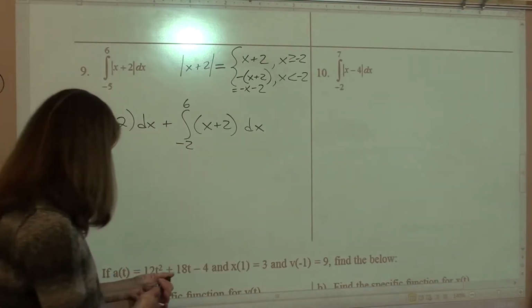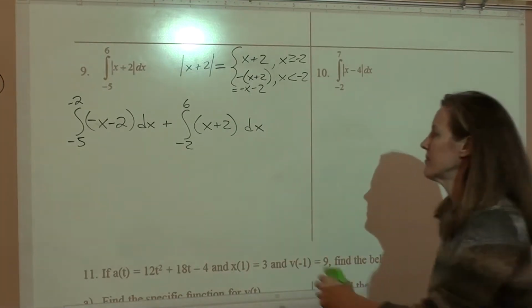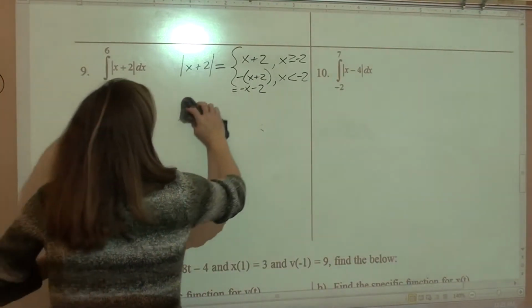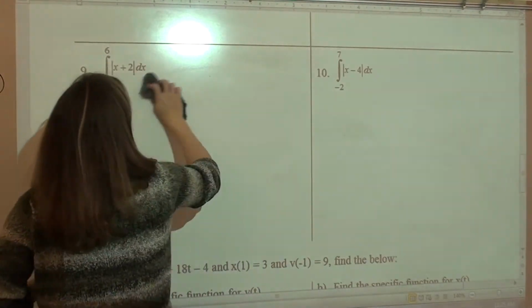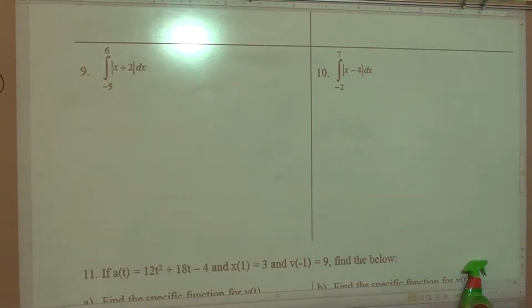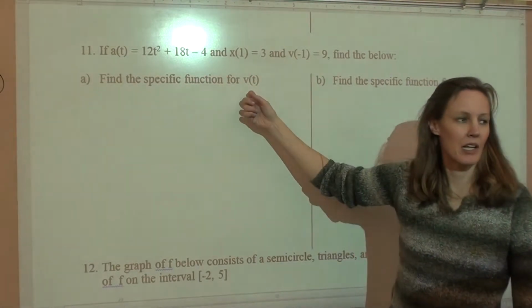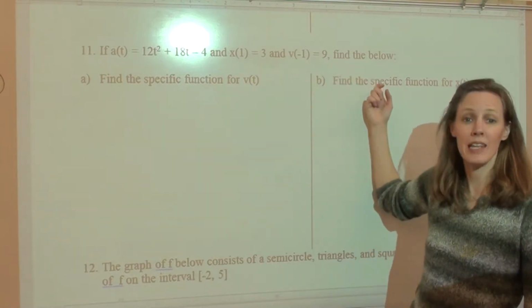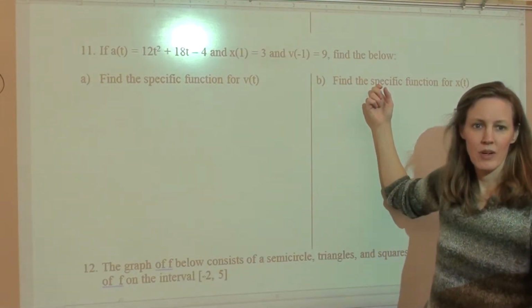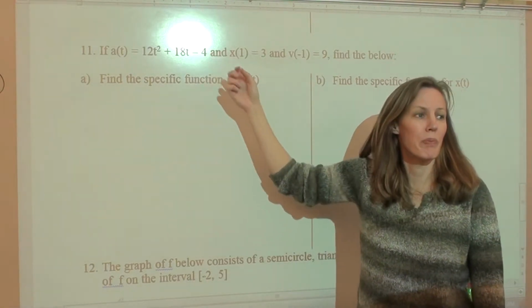Okay. Hey, let's take a look at number 11 for a second. Number 11, you are given an acceleration function, and you have to find velocity and position. Well, velocity is the antiderivative of acceleration, right? And position is the antiderivative of velocity. Right? Because going forward, the derivative of position is velocity, the derivative of velocity is acceleration, right? So we're just going backwards.